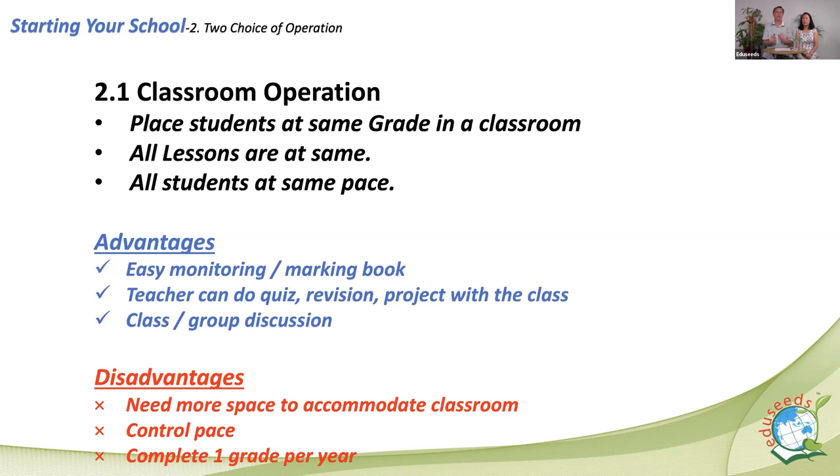This is classroom. Advantage, easier to monitor. Marking books is easier also because it's all the same lessons. And then the teacher can do quizzes, revision together or projects with the class. And then class and group discussion they can do, meaning the class can be broken up into small groups for discussion. Disadvantage, you need a bigger space for the class. And sometimes the teacher is not good at controlling, because it is usually a bigger class, mostly between 20 to 25 or 15 and above. Then you have a problem with managing and controlling the class.